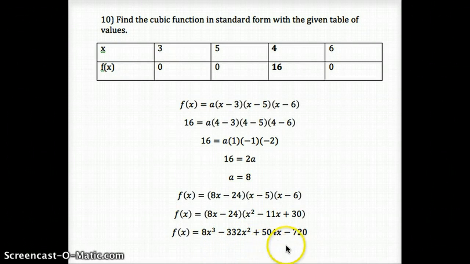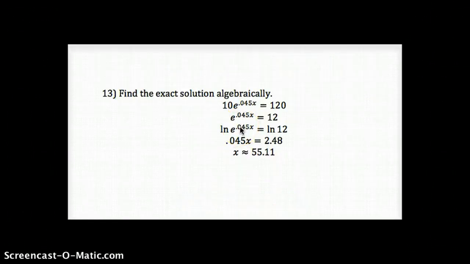504x minus 720. Okay, for finding the exact solution algebraically, we are starting with 10e to the 0.045x power equals 120. So the first step is to divide by 10 on both sides. And once you've done that, you'll get e to the 0.045x power equals 12. And in order to get rid of the e, you can take the natural log of both sides, and that will then get you 0.045x equals 2.48. And from there you can just divide and simplify, and you will end up with x is approximately 55.11.